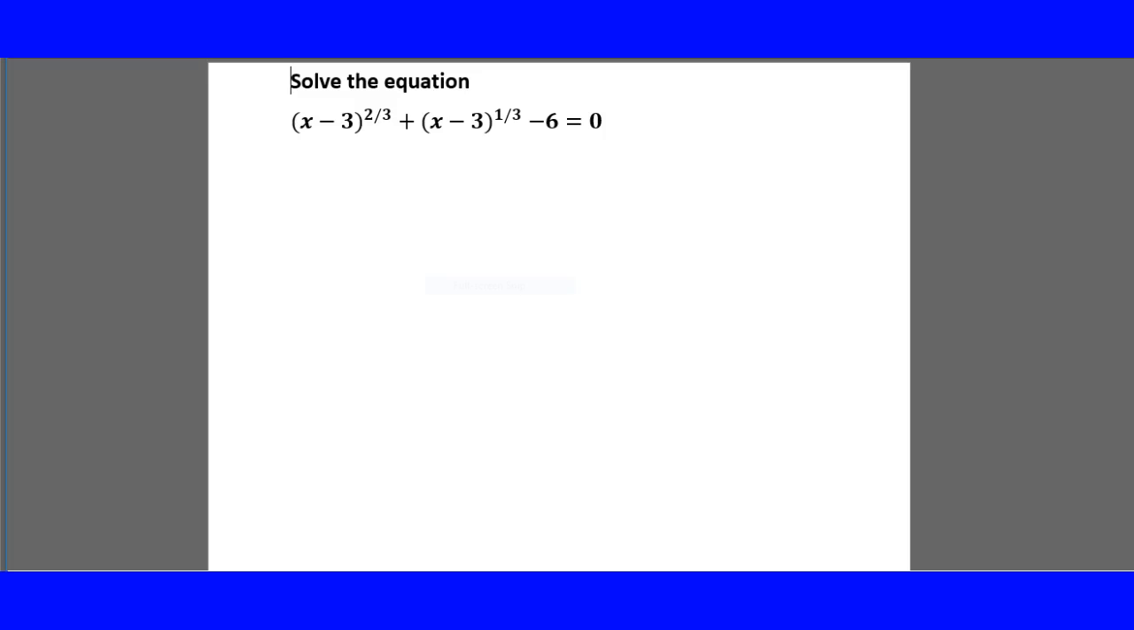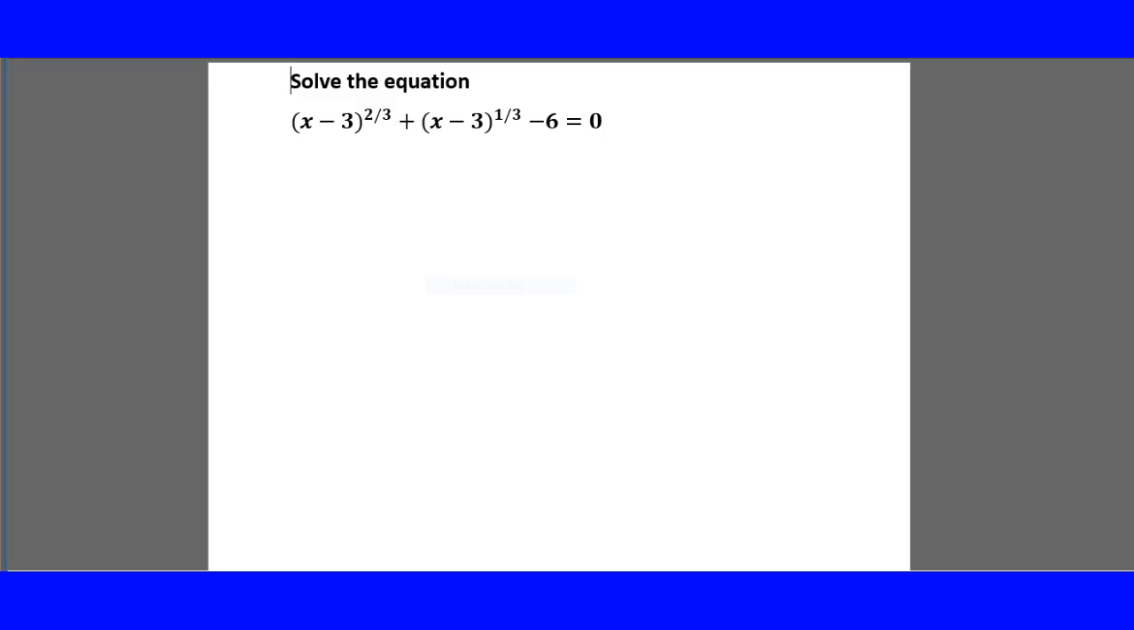The base is gonna be the same, so it's not gonna be different. It's like when you have x squared plus 2x and then minus a constant equal to 0. So it looks like a quadratic equation somehow. What we're gonna do is find a way to get rid of those fractions as an exponent.